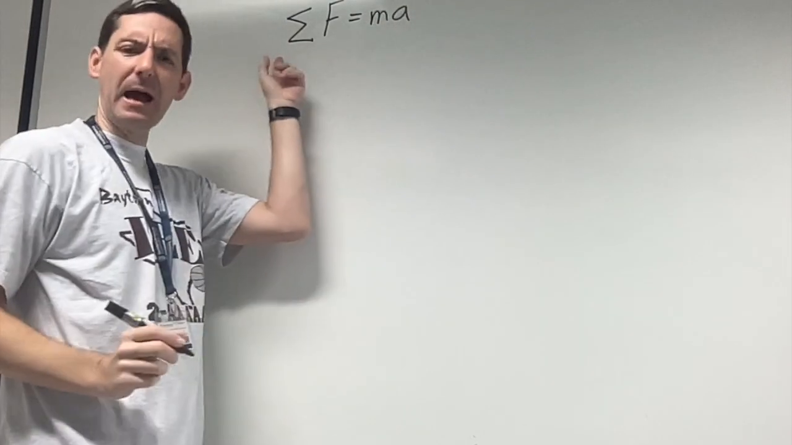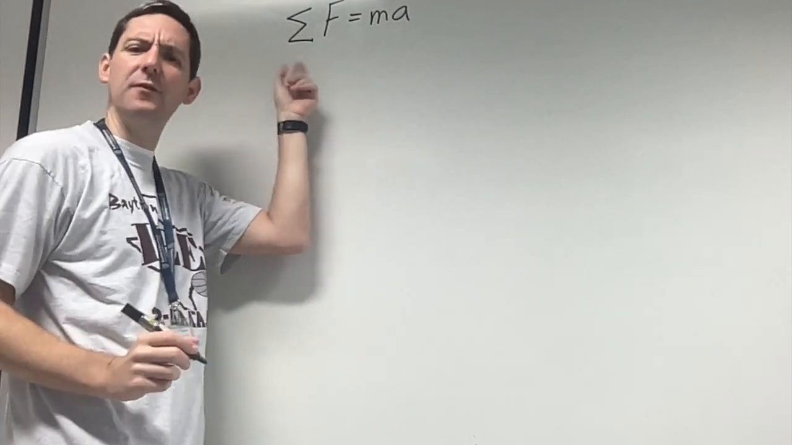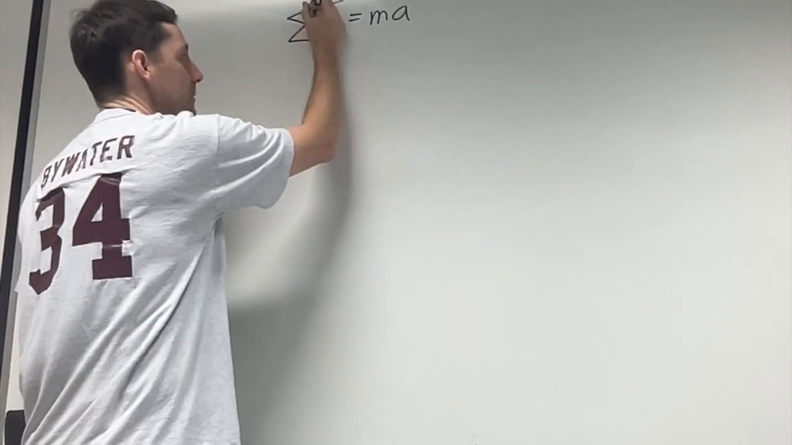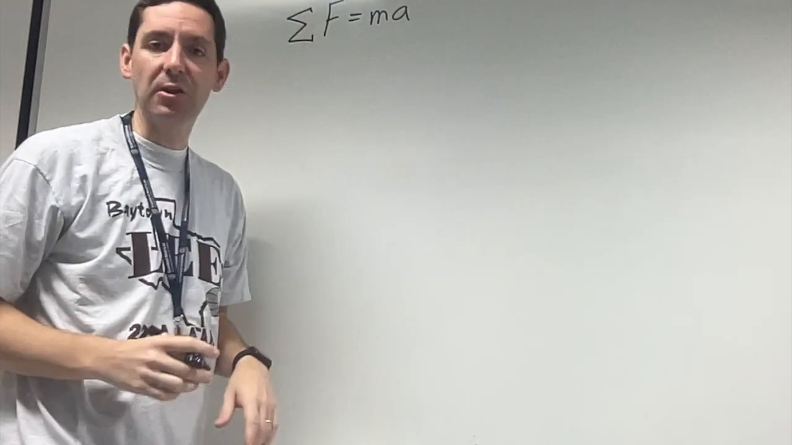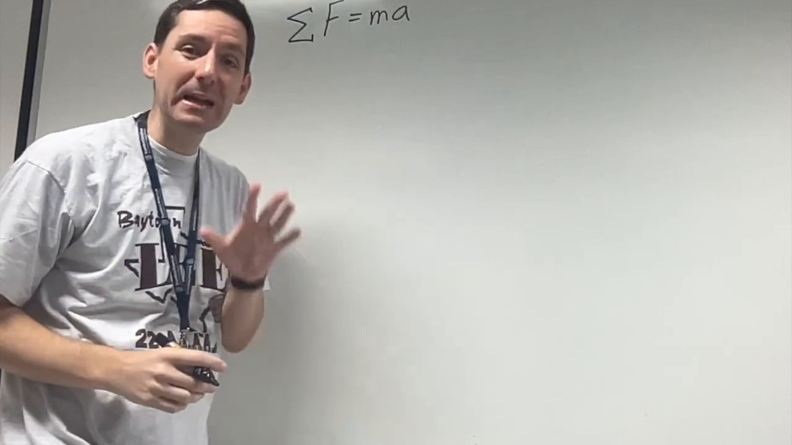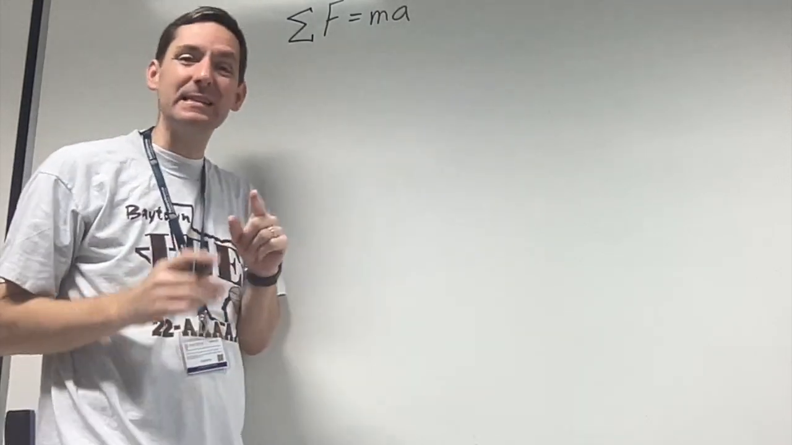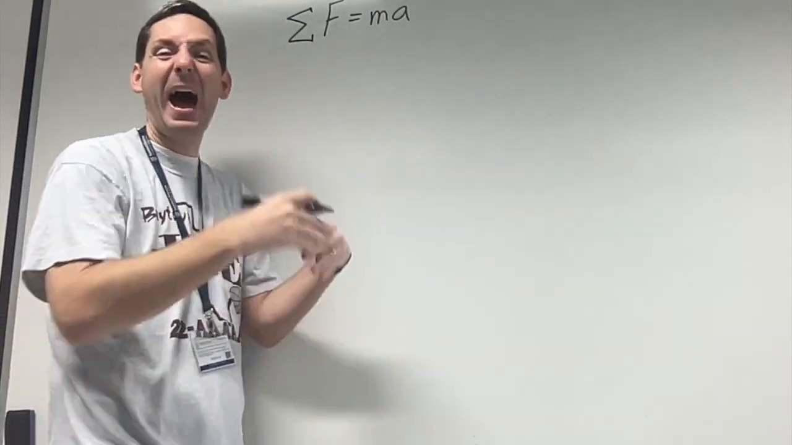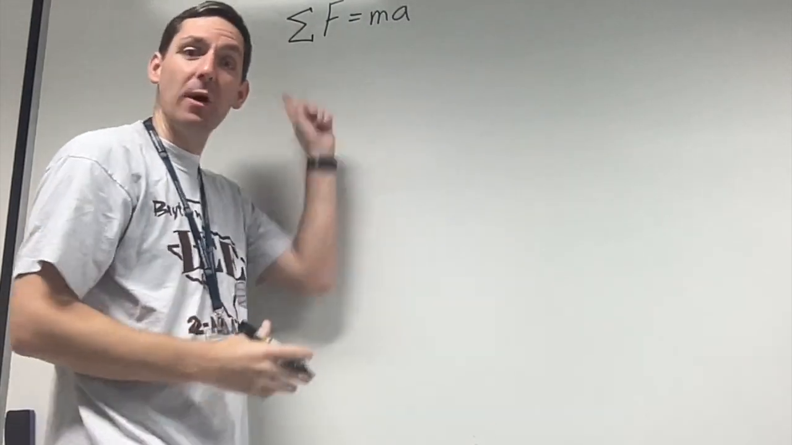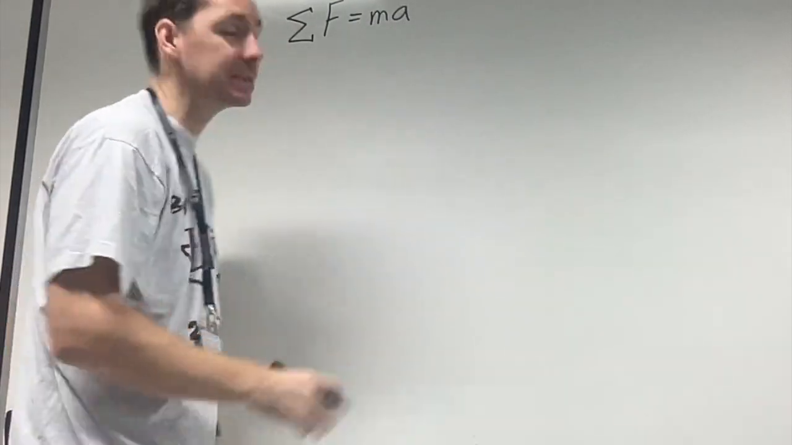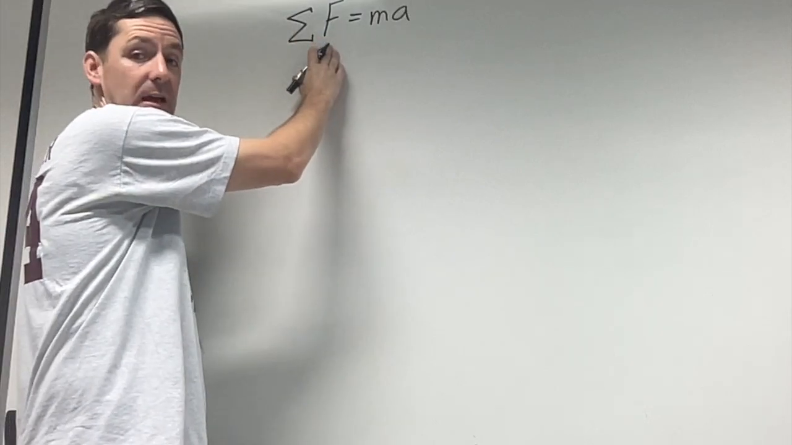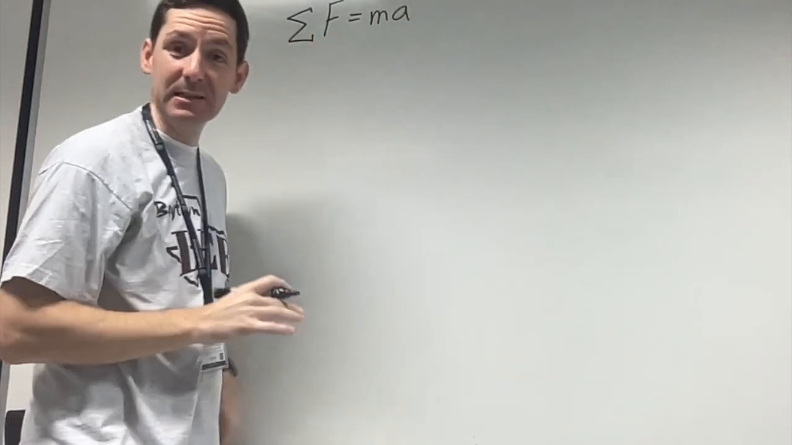I recognize in class maybe I didn't mention this symbol. If you've never seen this symbol before, sometimes it has little things on the end. But this symbol is the Greek sigma. That's the summation. You add all those things together. So what this equation is really saying is we add up all the forces, and that will be equal to the mass times the acceleration.